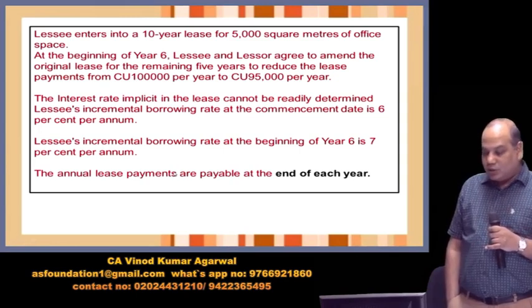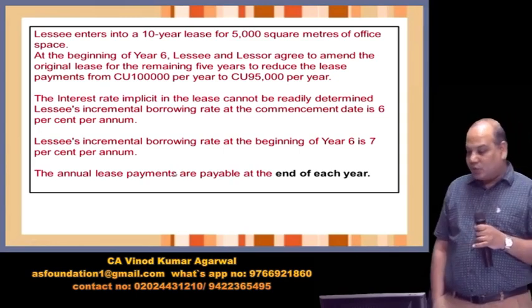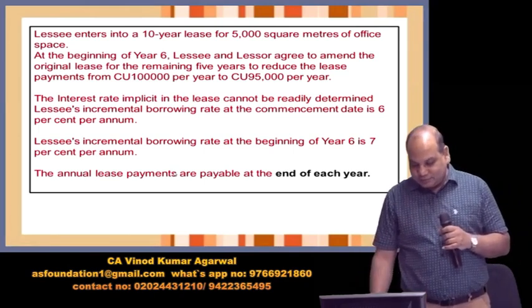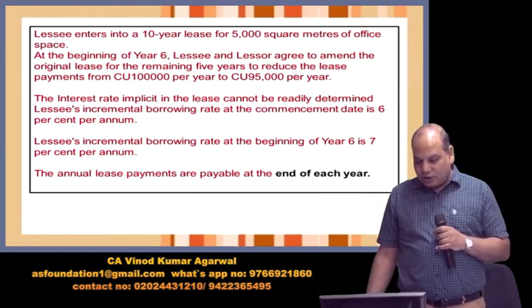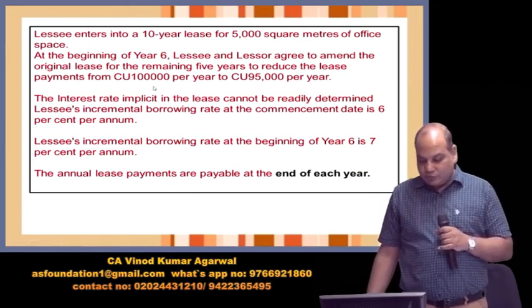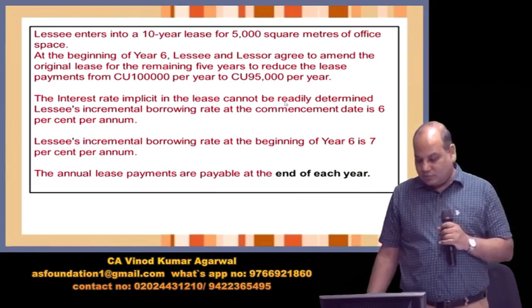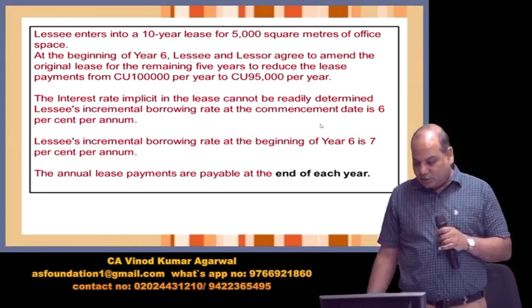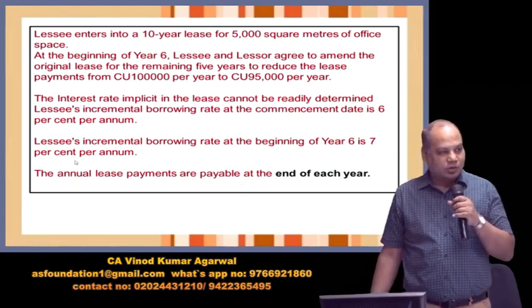Lessee enters into a 10-year lease for 5,000 square meter of office space. At the beginning of year 6, lessee and lessor agree to amend the original lease for the remaining 5 years to reduce the lease payment from 1 lakh to 95,000. Interest rate cannot be determined. Incremental borrowing rate is 6%. The revised incremental borrowing rate is 10%. The annual lease payments are payable at the end of each year.